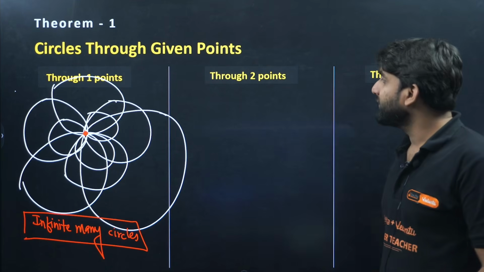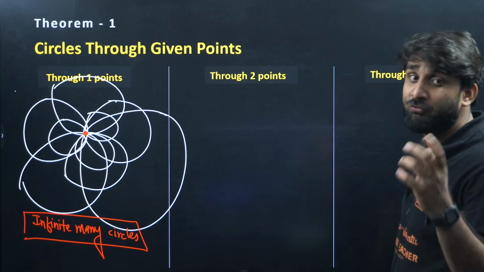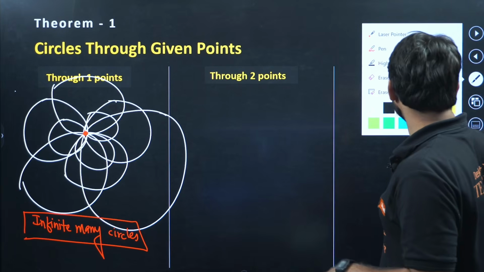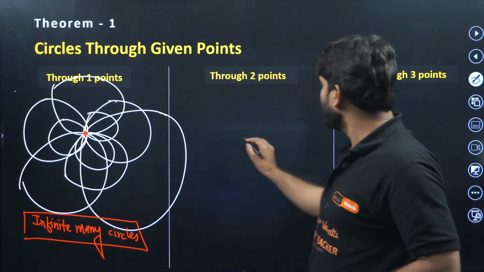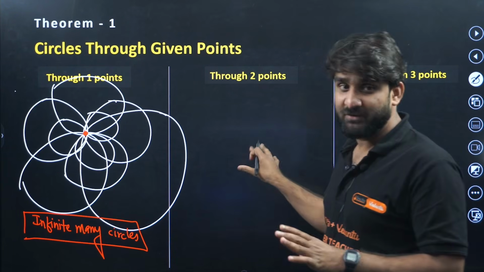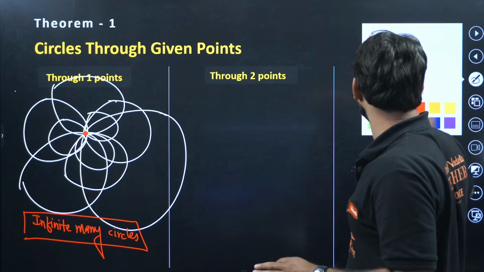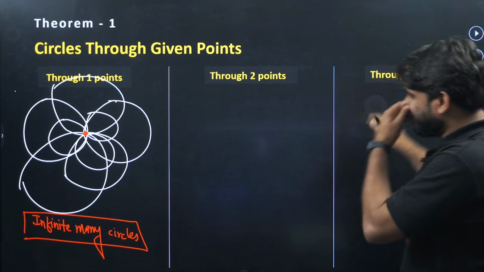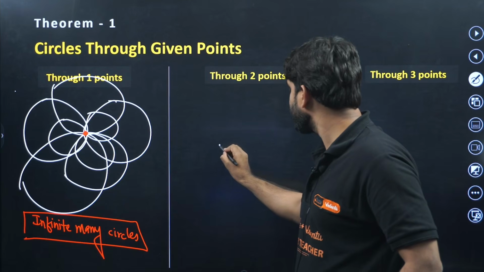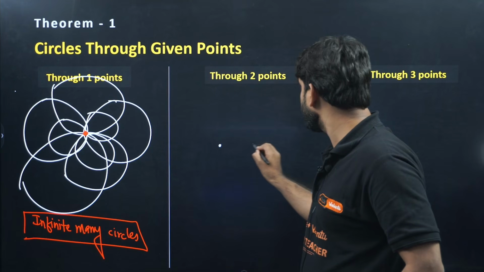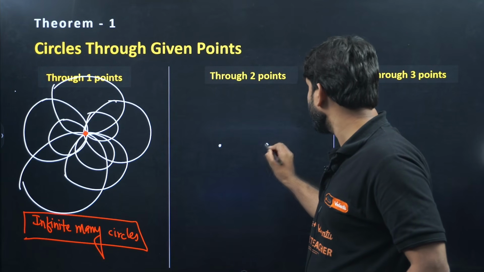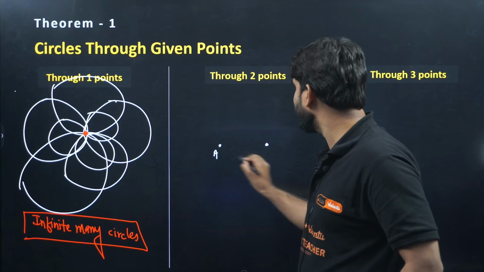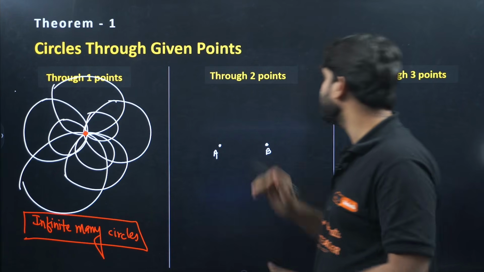Now moving ahead, through 2 points. How many circles can we draw from 2 points? Okay, let's check it once. So we have 2 points here, champion. This is very interesting. I need some space here, so I have to erase this portion. Okay, so we have 2 points, 1 and 2. Let's say this is A and this is B.